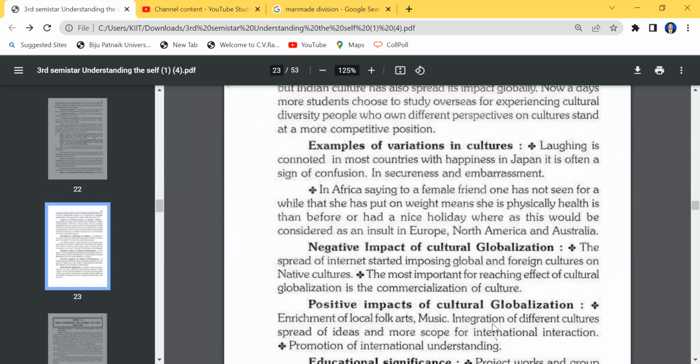The spread of interests started imposing global and foreign cultures on native cultures. The most important negative effect of cultural globalization is the commercialization of culture. Positive impacts of globalization.